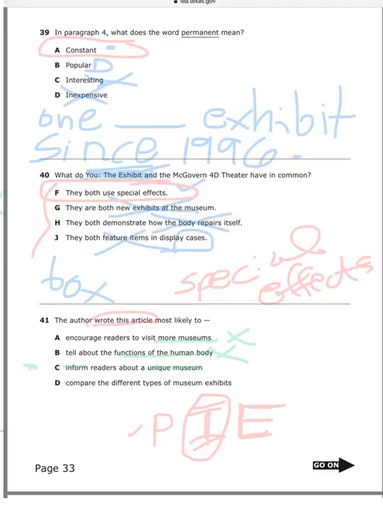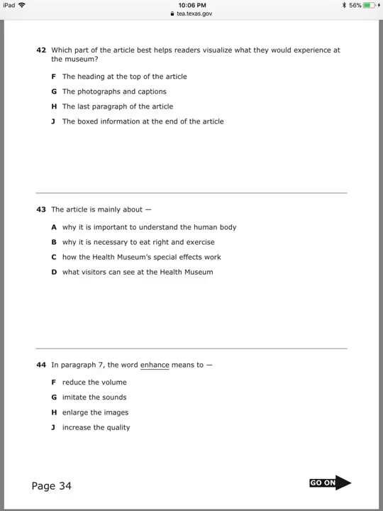Compare the different types of museums, museum exhibits. Is it comparing the exhibits? Comparing would be, this exhibit has this and this one has something else, but they both have this in common. So this is a distractor. Don't be distracted by that one. It's inform the readers about this unique museum. That is the correct answer. Next question. Which part of the article best helps readers visualize what they will experience at the museum?